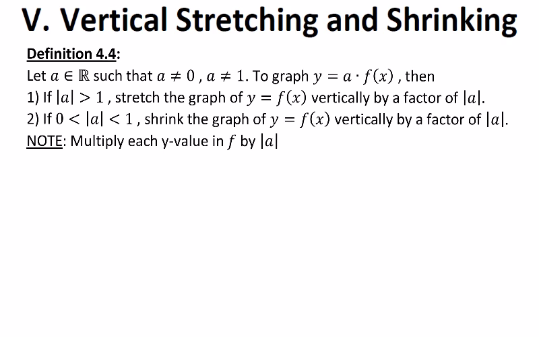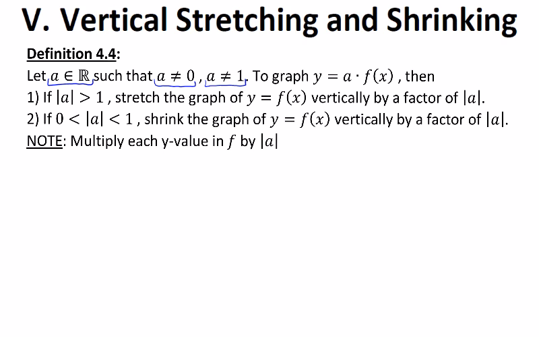Definition starts, it says, let A be a real number. And in previous definitions, we've seen that A had to be a positive value. That's not necessarily the case here. Here it says that A can't be 0 and A cannot be 1. Other than that, any real number you want is perfectly allowed.